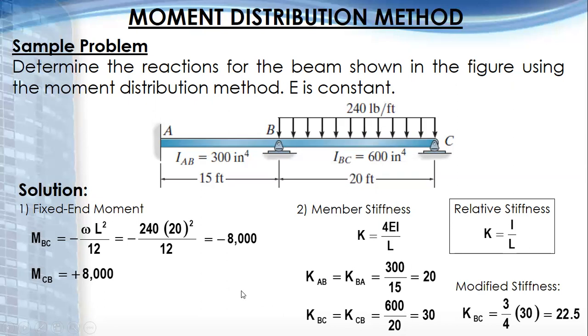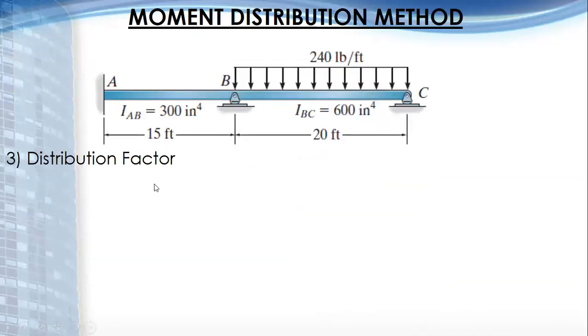So after this, let's compute the distribution factor. Now the formula is K over summation of K. And this formula is only applicable to an interior joint. For end supports like A and C, for a fixed support, the distribution factor is 0. And for a simple support, roller, rocker, or pin, the distribution factor is 1.0. So for AB it is 0 since fixed.